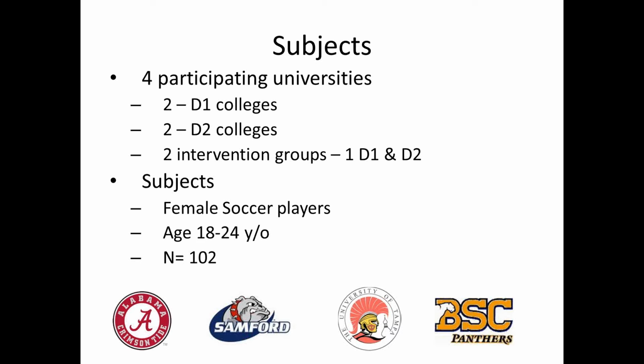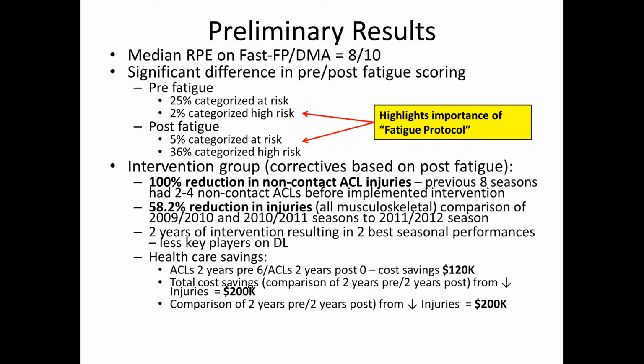We had 2 D1 colleges, 2 D2 colleges, 2 intervention groups, and it was female soccer players 18 to 24 years old, and N value of 102. Our intervention group was 42. Here's some of our data.